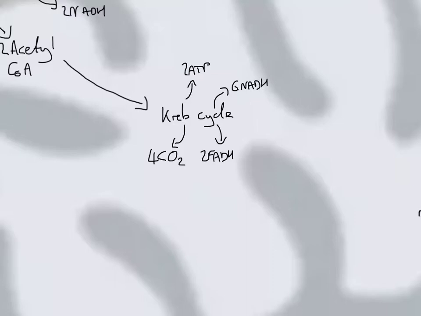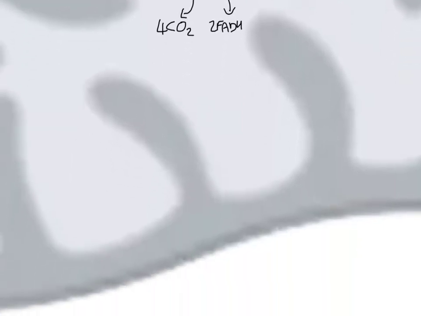Now obviously I'm just summarising it. The overall process is shown in another video. And from there we then move to the final part of the reaction. We move to the electron transport chain, so the ETC. The ETC, the electron transport chain, occurs on the membrane of the cristae.